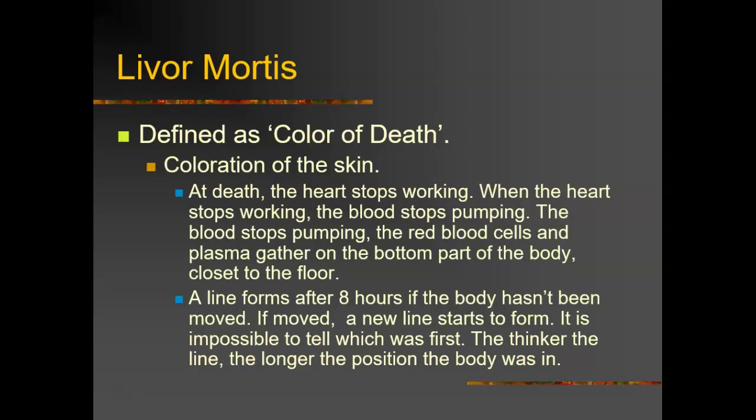All right, so there are different stages of death, which is what we're going to go into now. The first one is livor mortis, which means the color of death, right? So livor mortis is coloration of the skin. At death, when your heart stops working, the blood stops pumping. So the blood has to go somewhere. The blood's going to pool in the bottom part of your body, closest to the floor. So if you were laying on your back when you died, the blood would pool in the back area. Same if you were laying on your front side, etc.